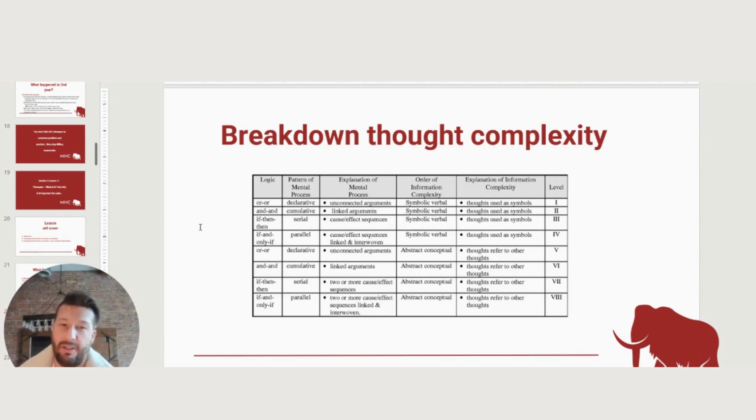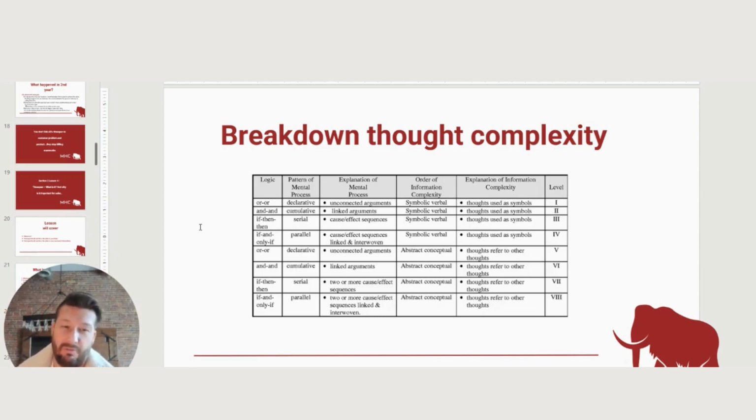Firstly, we break up the first 4 levels into symbolic and verbal, so being able to explain an instruction, do a workflow, or be able to connect the underlying logic being abstract and conceptual. So if someone was a level 1, their mental process would be unconnected arguments. If someone was doing level 2, they would have linked arguments. If someone was doing level 3, they would talk in cause and effect sequences. If someone was doing level 4, they would be doing cause and effect sequences, interwoven and linked. All of this would be done with symbolic verbal workflows. Very clear, very easy to see. They do increase in complexity as you link items together.